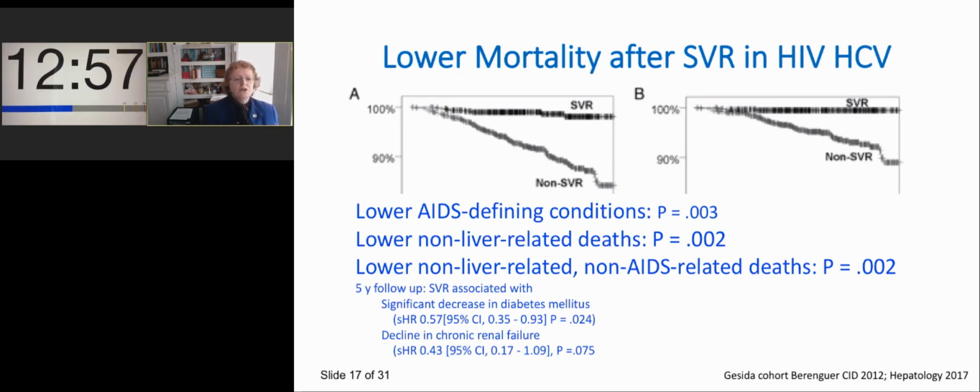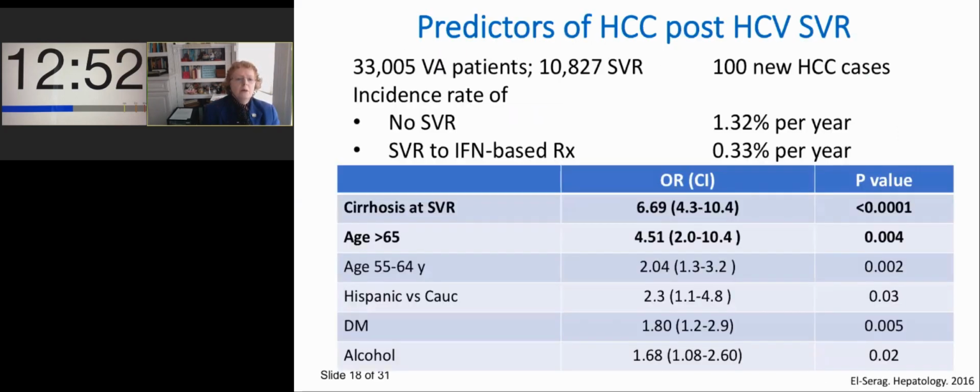And if you get rid of the systemic inflammation, you do more than just improve the liver. But you don't avoid the possibility of liver cancer post-SVR. This is in mono-infected VA patients, 33,000 of whom a third were cured. There were 100 new HCC cases. The incidence rate of cancer in those without SVR was 1.32% per year, those with SVR 0.33, and the highest risk was cirrhosis at the time of cure.